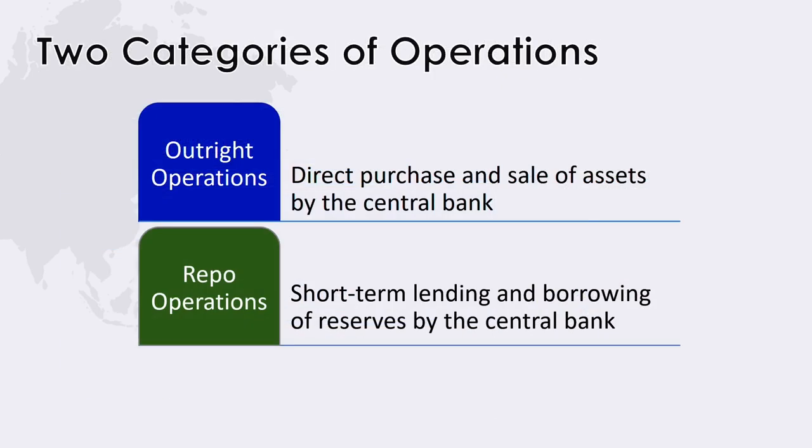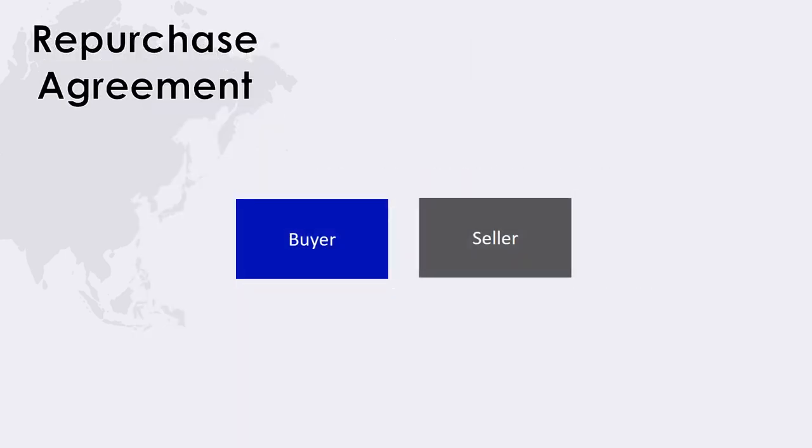The second category of open market operations are repo operations, which are short-term lending and borrowing by the central bank. Central banks conduct repo operations at regular intervals, usually weekly, daily, or even more frequently, in order to stabilize liquidity on an ongoing basis. They are implemented using a type of open market instrument called repurchase agreements. When central banks want to adjust the monetary base on a temporary basis, they do so using repurchase agreements, nicknamed repos. What is a repurchase agreement?